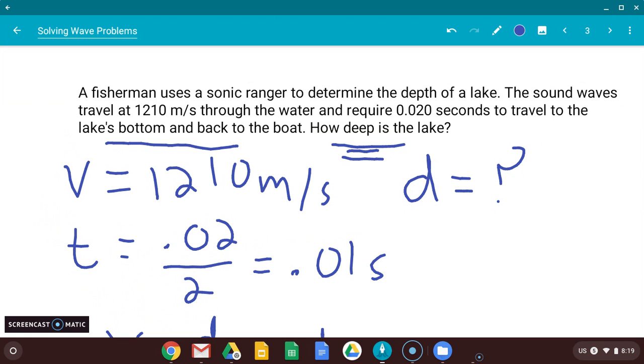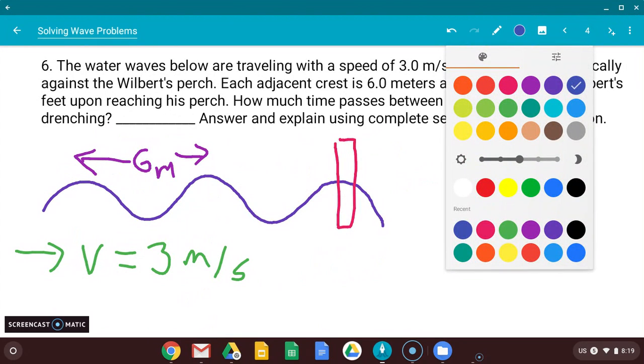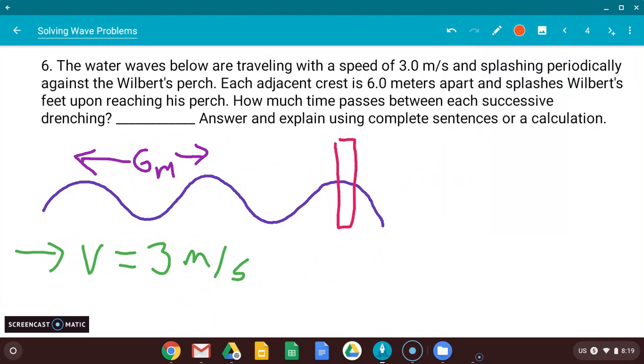And finally, the last question, it gives us a diagram on your actual sheet. I drew a similar diagram here. Not as good as that one, but it'll do. So it says the waterways below are traveling with a speed of 3 meters per second and splashing periodically against Wilbert's perch. That red block represents the perch from the original picture. So right now it's already in the diagram, but meters per second. Each adjacent crest, now if you're not familiar with the term adjacent, it means side by side. So each side-by-side crest is 6 meters apart, as shown in the diagram.